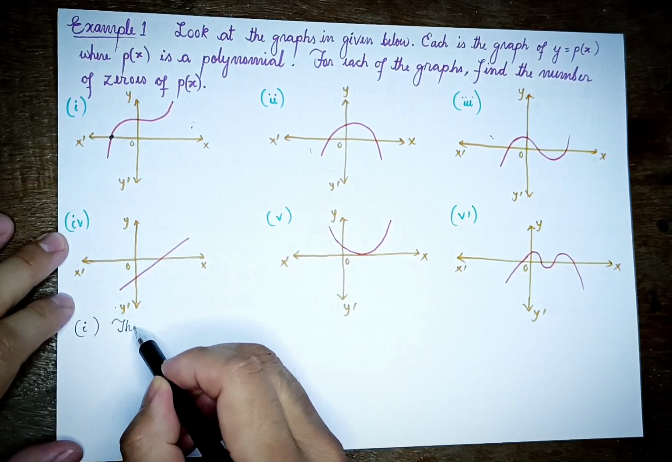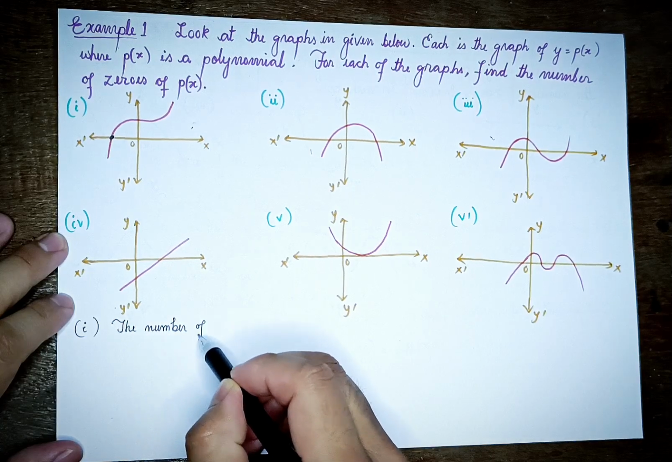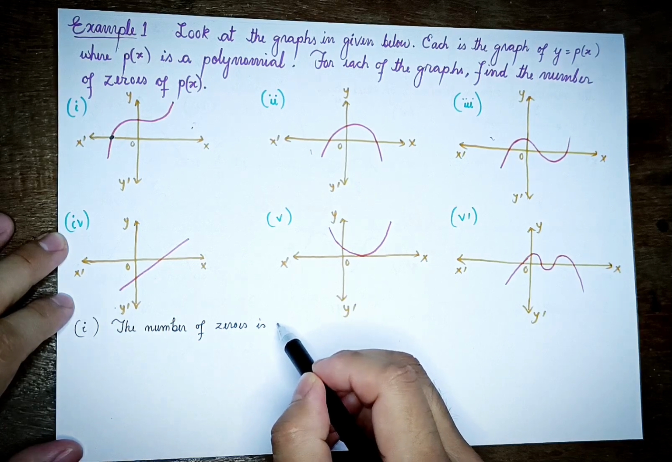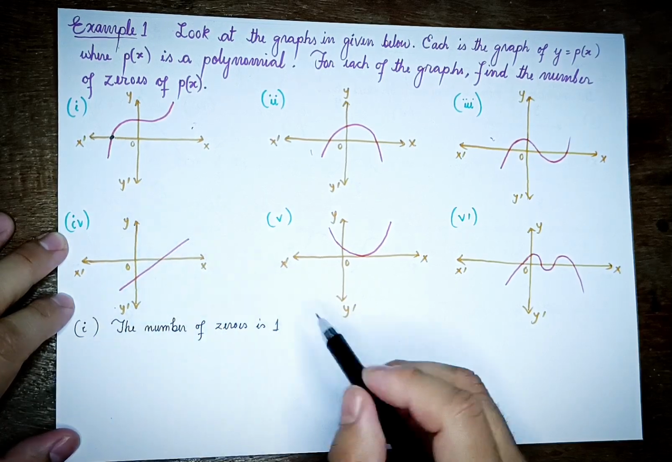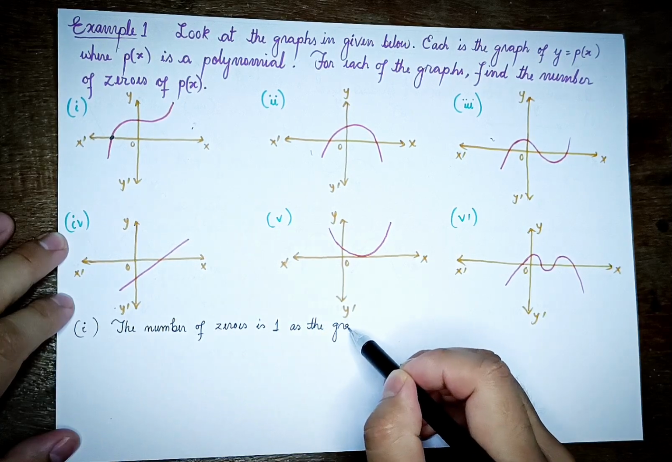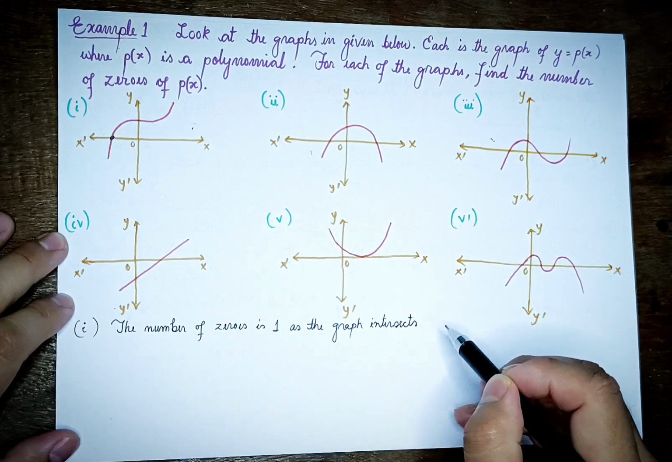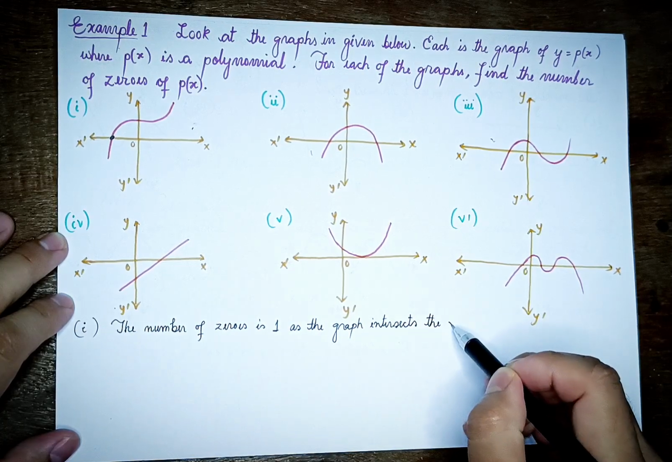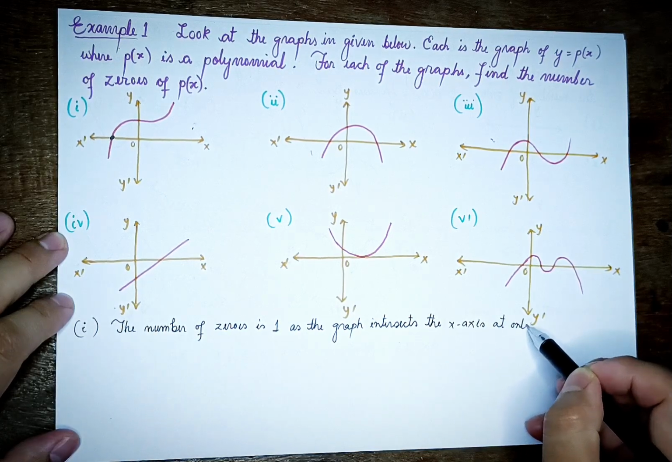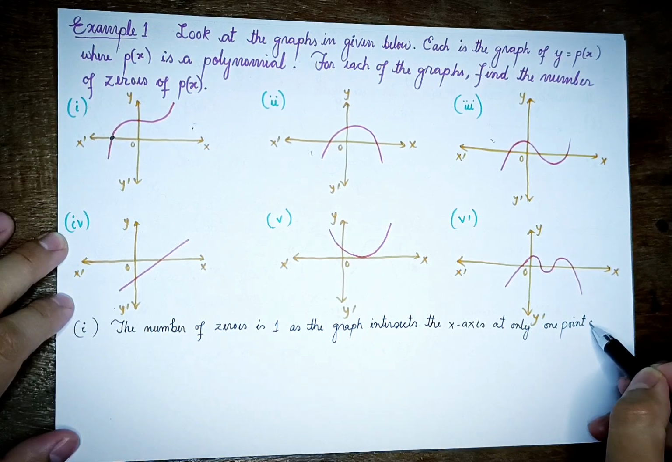The number of zeros is 1. Why is the number of zeros 1? As the graph intersects the x-axis at only one point only.